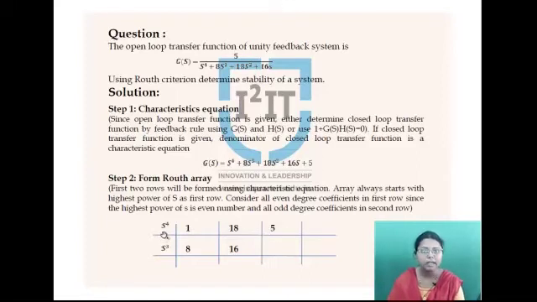So, in the s^4 row, that is the first row of the Routh array, in the first column, we will write the coefficient of s^4 from the characteristic equation. What is the s^4 coefficient in the polynomial? 1. So that 1 is mentioned here in the first column of the first row. The second element in the first row is the coefficient of s^2. What is the coefficient of s^2? 18. So that 18 is mentioned in the second column of the first row. The next element in the third column is the coefficient of s^0.